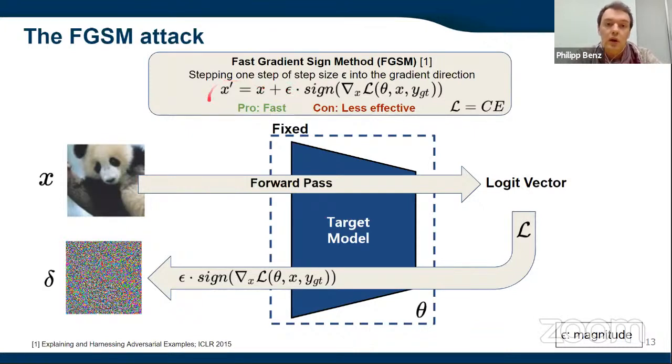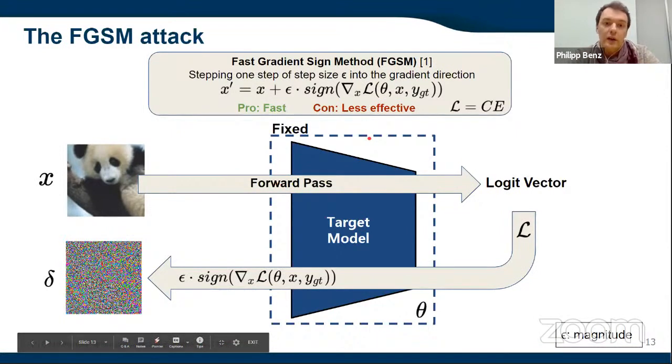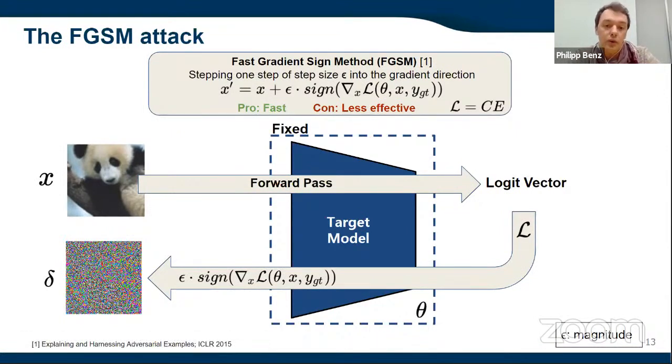That's really basically it. So maybe in more detail, if I have this panda image, I make a feed forward pass through my model. I should also mention again, the target model is fixed. So no network weights are updated during this process, since we are really trying only to attack this model. We feed this image through our model, we get this logit vector, we calculate our loss, for example, with the commonly used cross entropy loss. And then we calculate our gradient, right? And we take the sign of this gradient and just multiply it by our epsilon. And maybe a very small detail, what you might be wondering.